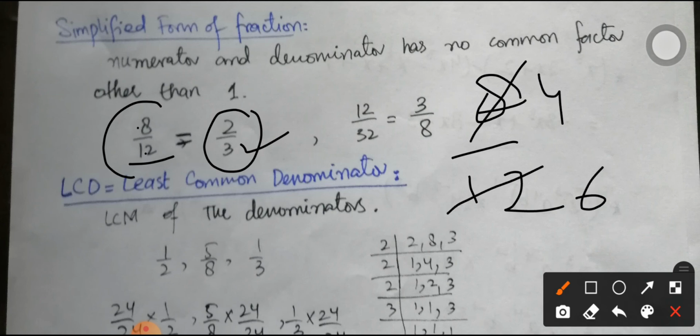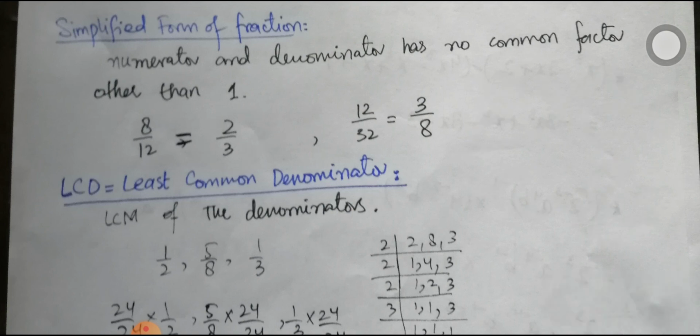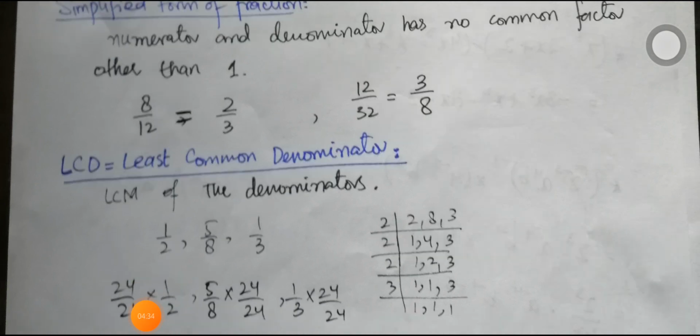Now you can see that again we can divide numerator and denominator by 2. So 2 2s are 4, 2 3s are 6, and 2 by 3 is the simplified form of the given fraction. Next fraction is 12 by 32. Again you can see that the common factor between 12 and 32 is 4. So we can divide the numerator as well as the denominator by 4 to get the simplified form of the fraction, which is 3 by 8.